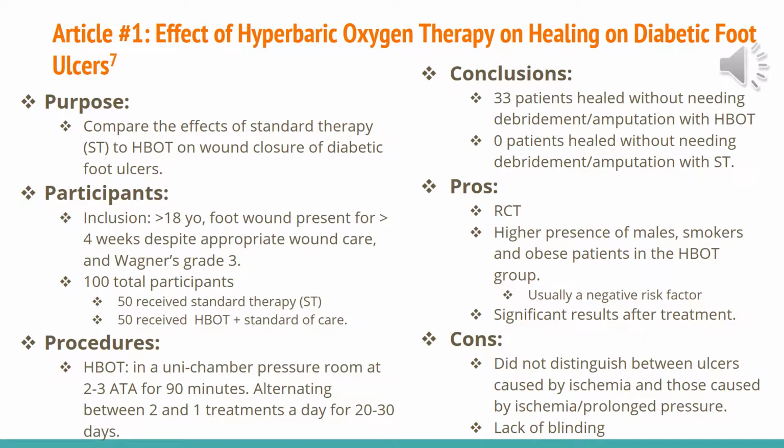33 of the patients that didn't receive HBOT had to get further debridement or had the leg amputated, versus 0 of the patients that got the HBOT therapy. You can look at some of the pros and some of the cons. It was a randomized control trial, which is great. The group that actually did better had some risk factors against them, so it just shows that the results are significant overall.